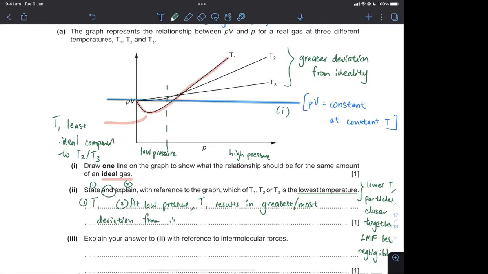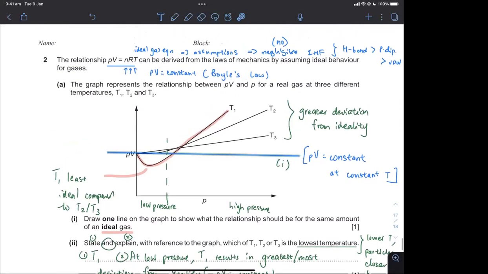From ideality, the ideal situation is basically PV equals a constant, and it is the red highlighted region here. It deviates very much from ideality at this temperature. It must be the lowest temperature, where the particles don't have much kinetic energy, and therefore they must be very close to each other, and therefore they have the least negligible intermolecular force, and therefore they are the least ideal.